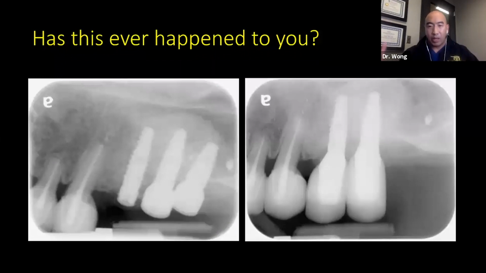Number 12 goes down great. Number 13 goes down great. But then you go to torque down number 14 and the whole thing moves, right? So if it moves, obviously, it has to come out.